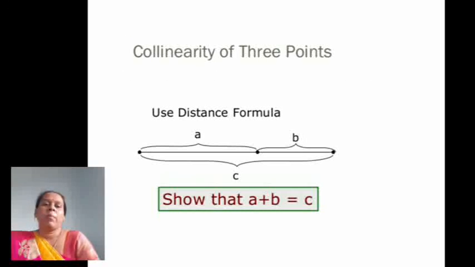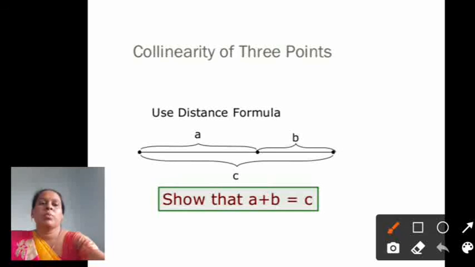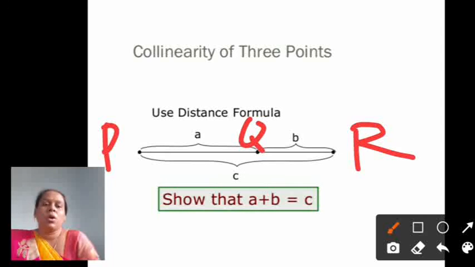One more application of the distance formula is to show that the given 3 points are collinear points, the collinearity of the 3 points. For that, how to show the collinearity of the points? Suppose the given points are P, Q and R. To show all 3 points are collinear, first you have to find the distance PQ, distance QR and distance PR. If PQ plus QR is equal to PR, then you can say that the points are collinear, otherwise not.